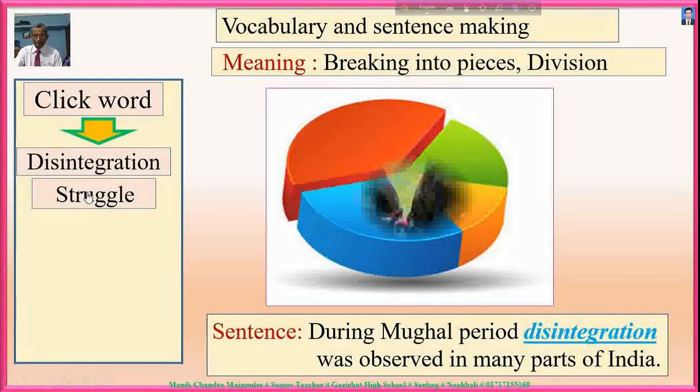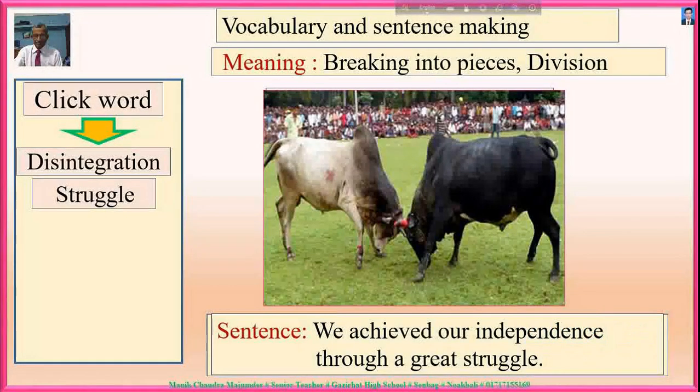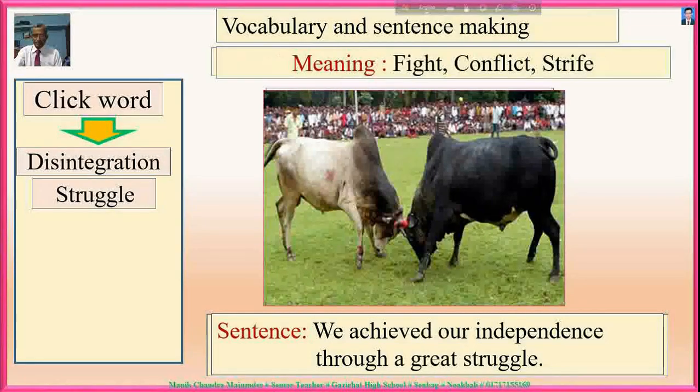Struggle. See the picture. There is a fight between 2 oxen. Can you guess its meaning? Now see the sentence. We achieved our independence through a great struggle. Now see the meaning. Fight, conflict, strife.